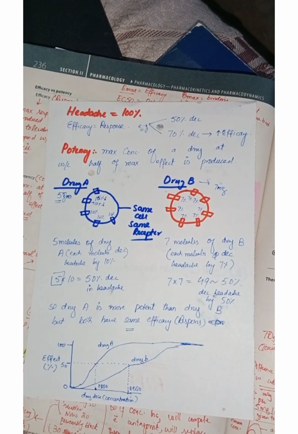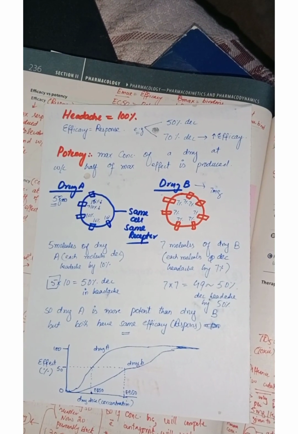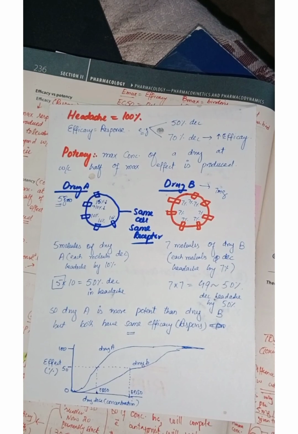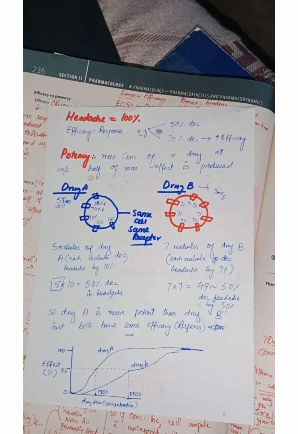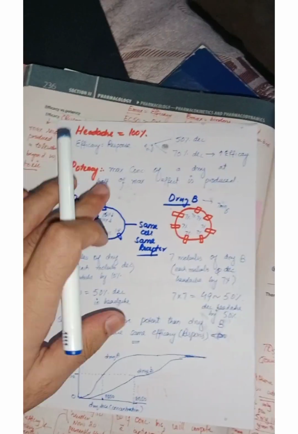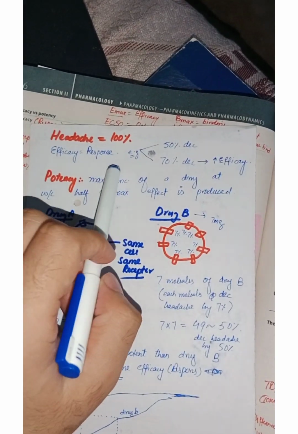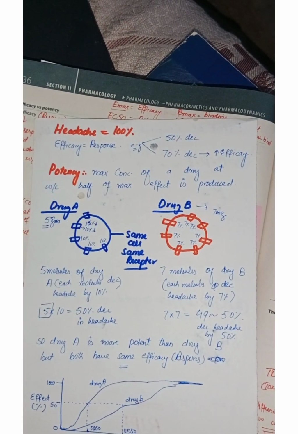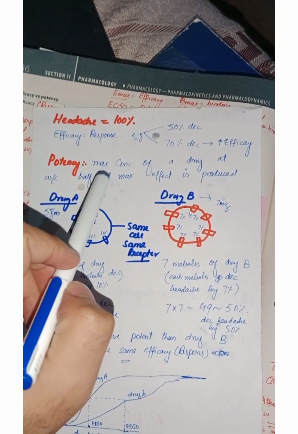So that's a very easy topic, but at the same time it's very difficult to understand, especially the effect of different competitive and non-competitive inhibitors on the efficacy and potency of the drugs. So to understand, I have taken headache as an example and have graded it 100% for the sake of understanding. Usually, there is no grading for headache.